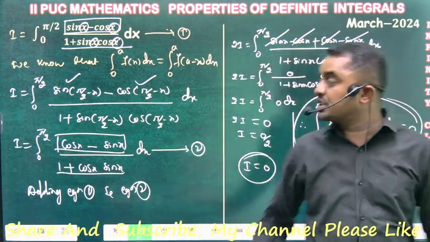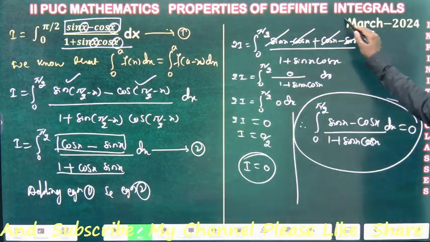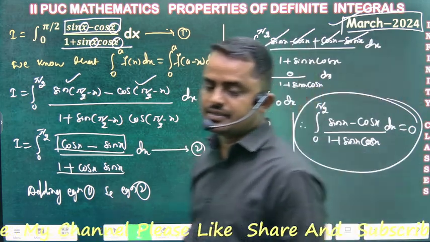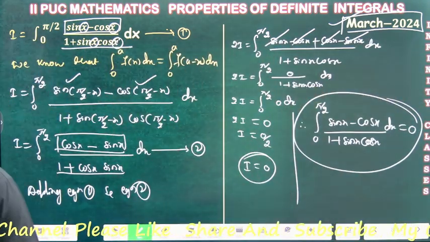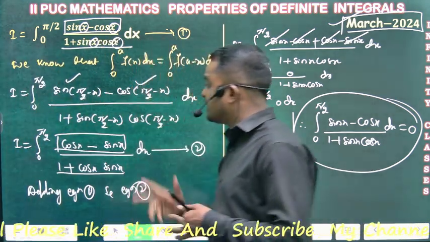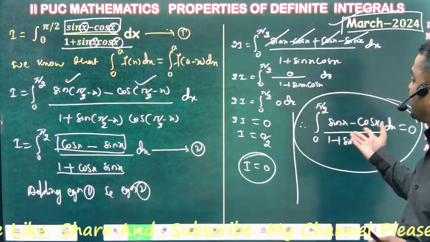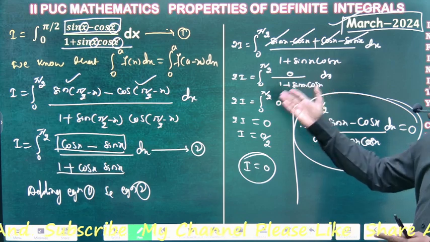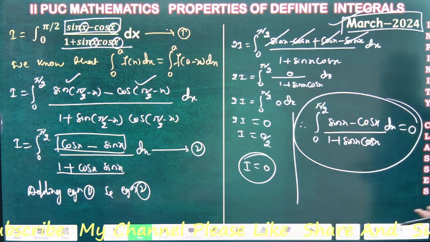So this question was asked in March 2024 with this property for 6 marks. So these are very simple problems, dear students. As you are watching, we did 4 to 5 problems. We are doing the same process. We are applying the property a minus x instead of a. 5 by 2 will be there, 5 by 2 minus x.